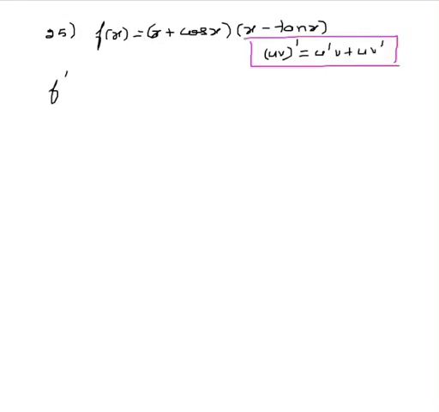Question 25. f of x is equal to x plus cos x times x minus tan x. We will use the product rule. uv the whole dashed is u dash v plus u v dash. f dash of x is equal to u dash v plus u v dash.